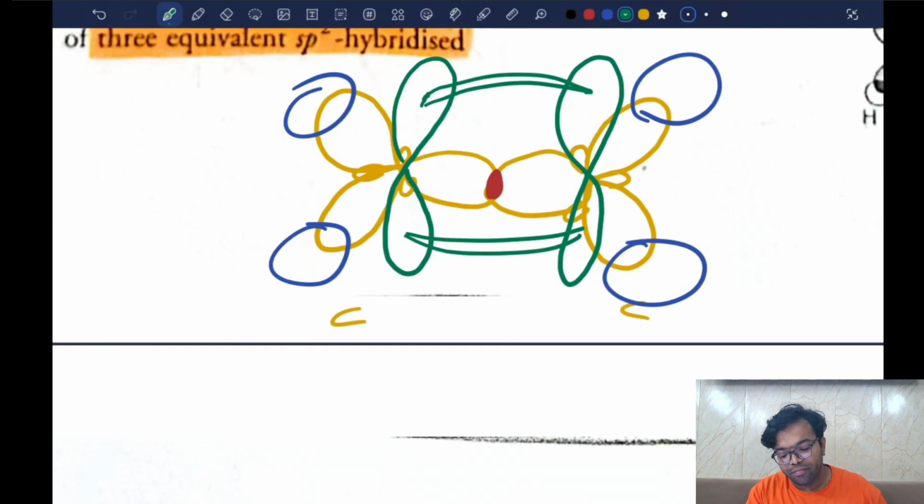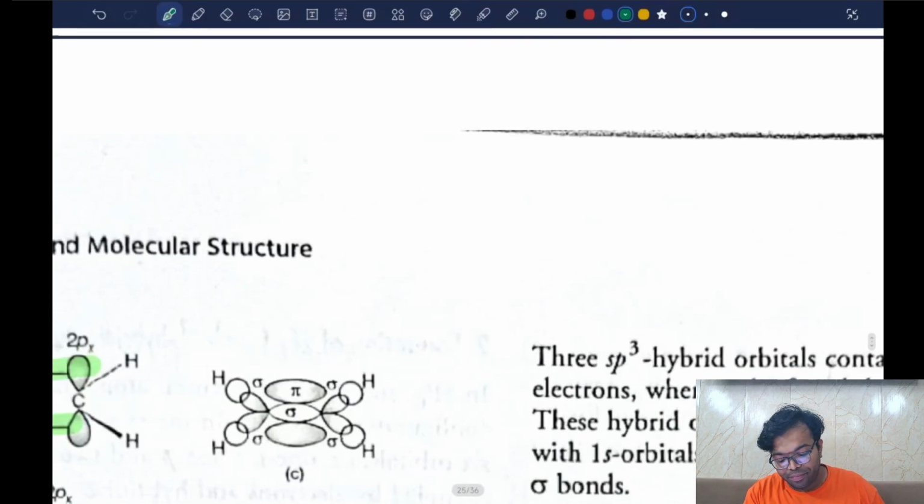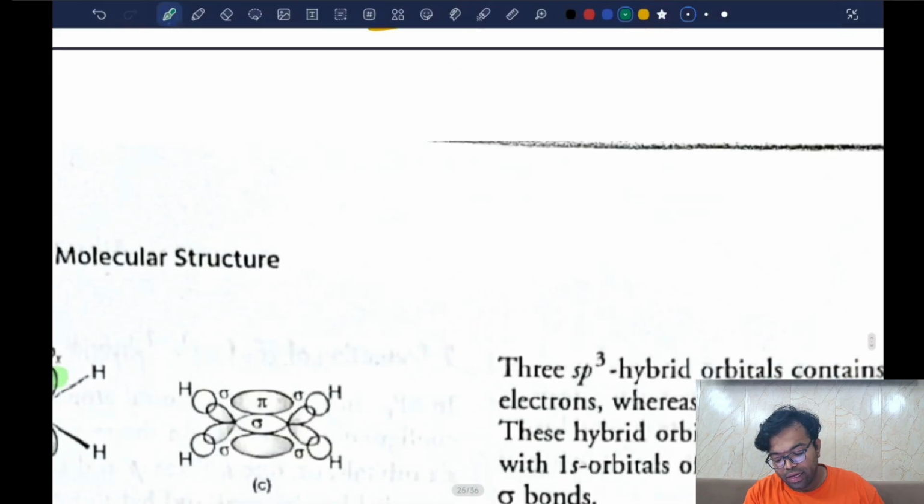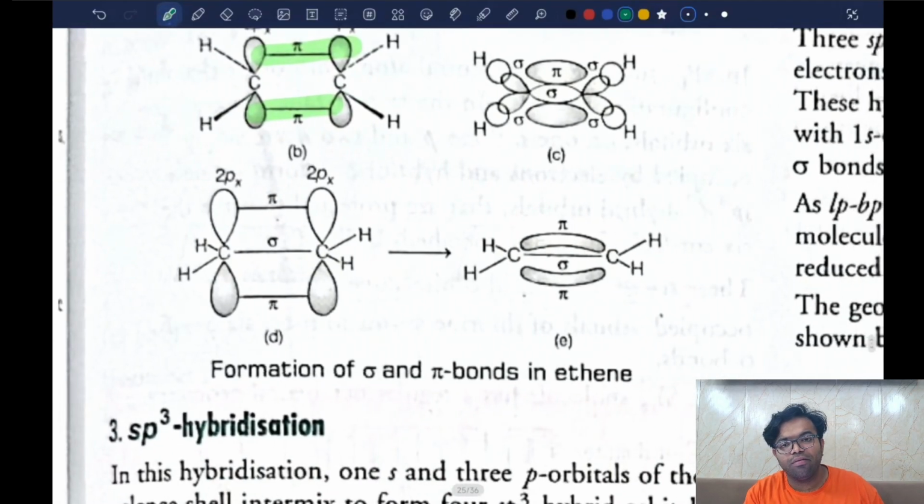Clear, Drupad? Is this perfect? The diagram. Do you have any doubts till now?